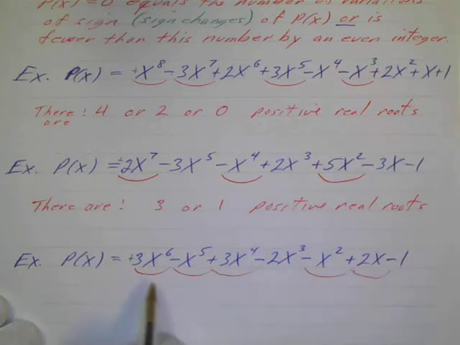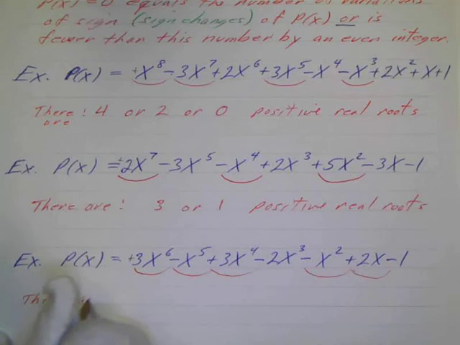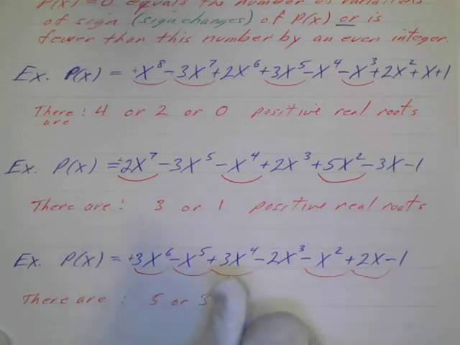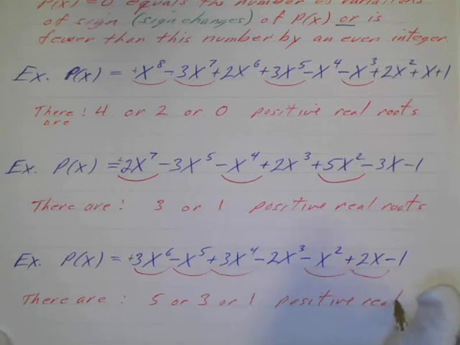So how many sign changes do I see? 1, 2, 3, 4, 5. 5 sign changes. So we could say there are 5, or, and what's 2 less than 5? 3, or what's 2 less than 3? 1. And then I pass 0, so I'm done. Positive real roots. So there you go.